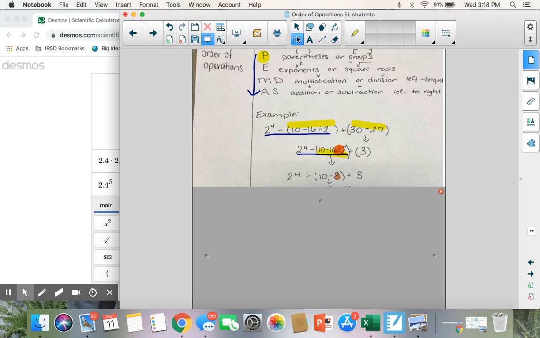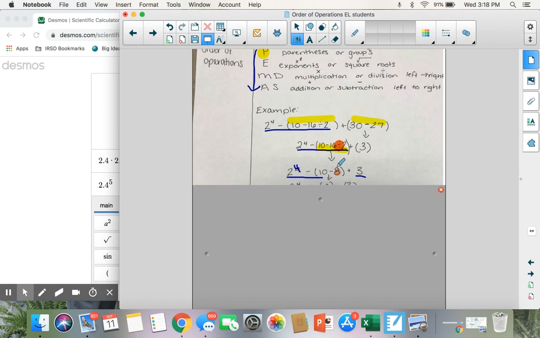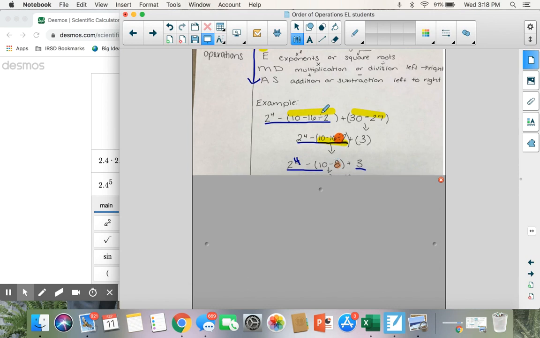And then I just bring everything else down exactly how it is. And this is still 2 to the power of 4, even if I started to get a little lazy and dropped out my 4. So I'm still in my parentheses, they're still there. So now I'm going to do 10 minus 8, which is 2, but everything else just got brought down exactly how it is.